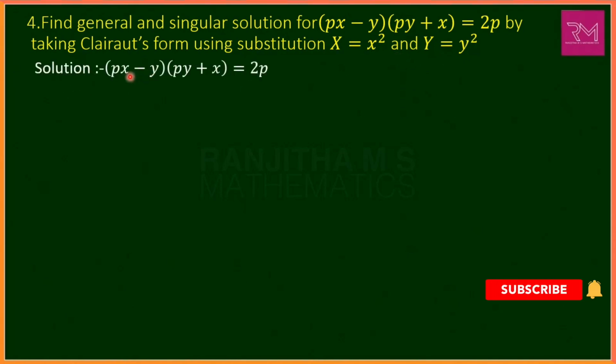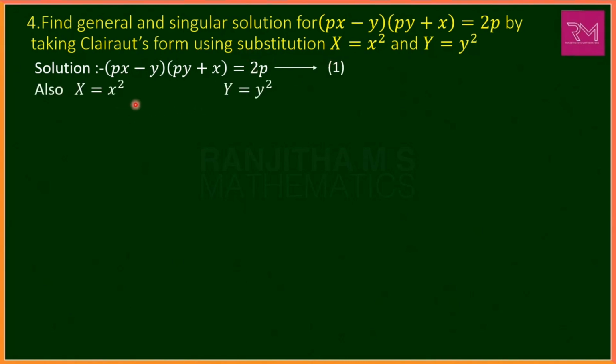Here first we have to take the given data, that is (px - y)(py + x) = 2p. This is a given nonlinear differential equation. Call this as equation 1. Also they have given a substitution value as X = x² and Y = y². Call this as equation 2 and this as equation 3.